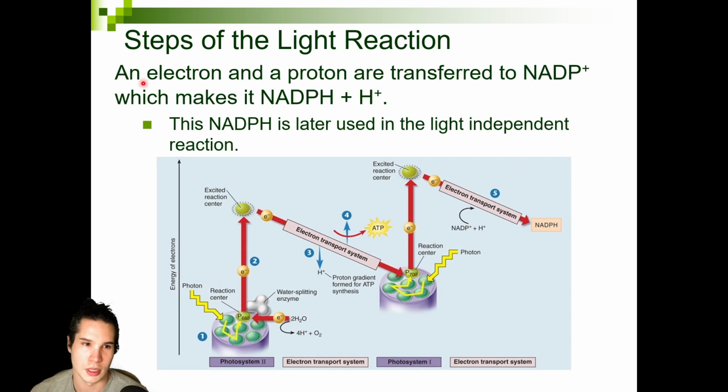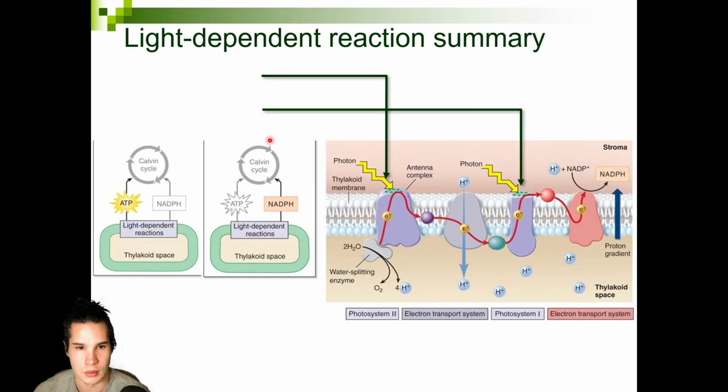So again, like mentioned earlier, an electron and proton are transferred to NADP+, forming NADPH. And like I mentioned earlier, NADPH, as well as ATP that you generate through ATP synthase, both of those components are going to be used in the Calvin cycle.